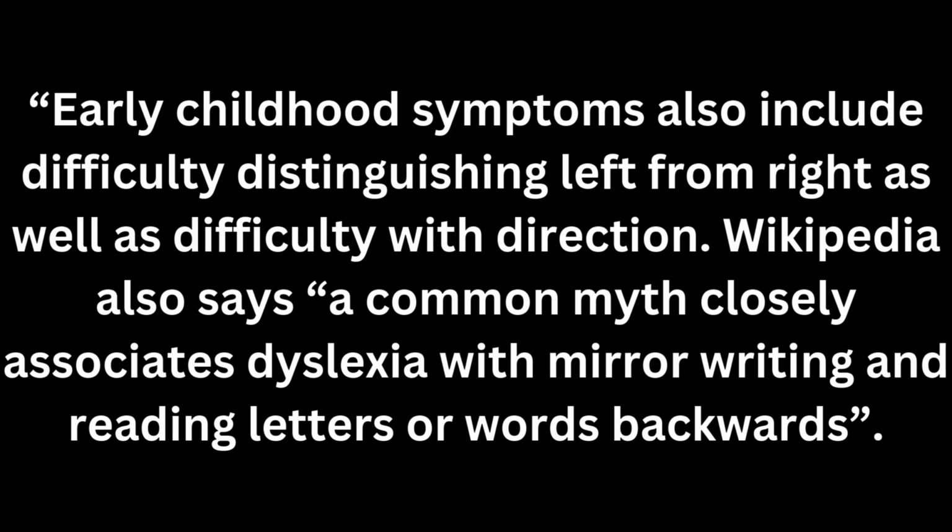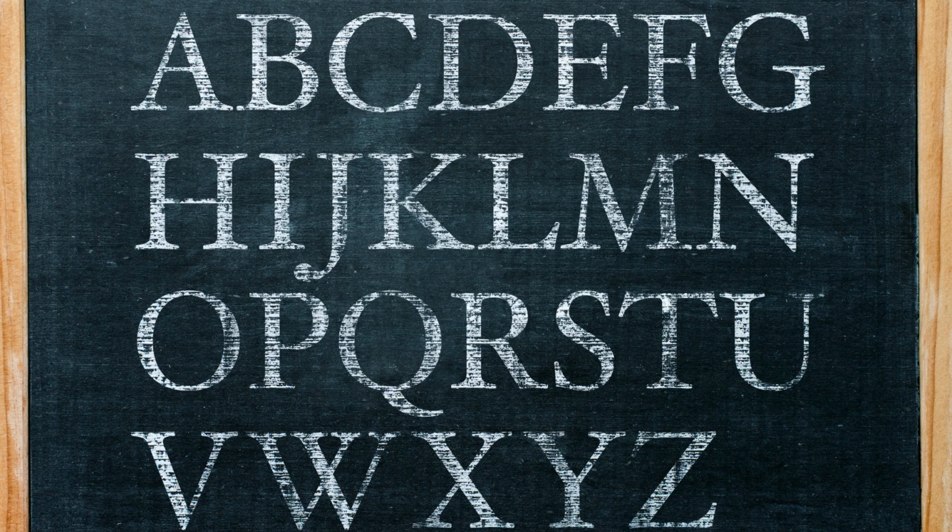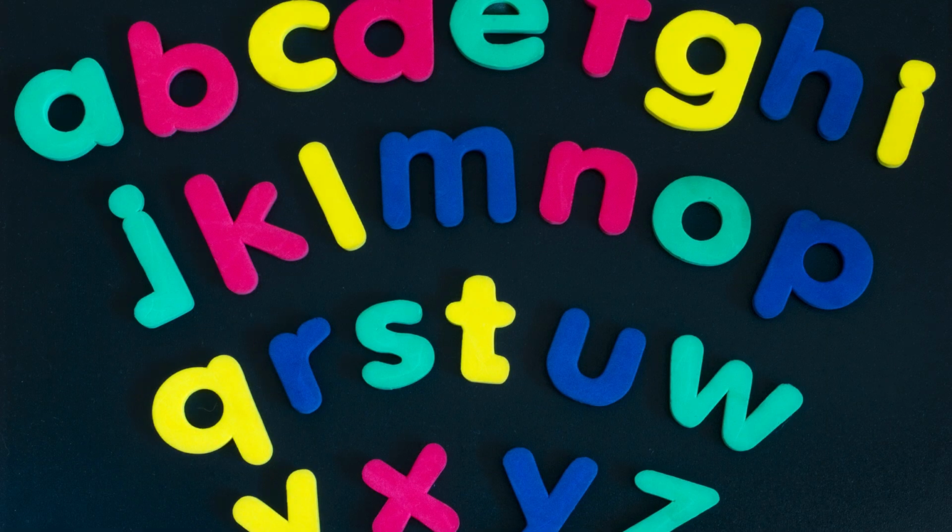I found it strange that Wikipedia says a common myth closely associates dyslexia with mirror writing and reading letters or words backwards. Maybe it's more than just a myth. Upper and lowercase letters. Switching back and forth between upper and lowercase letters gives one more options to choose from when encoding and decoding words.